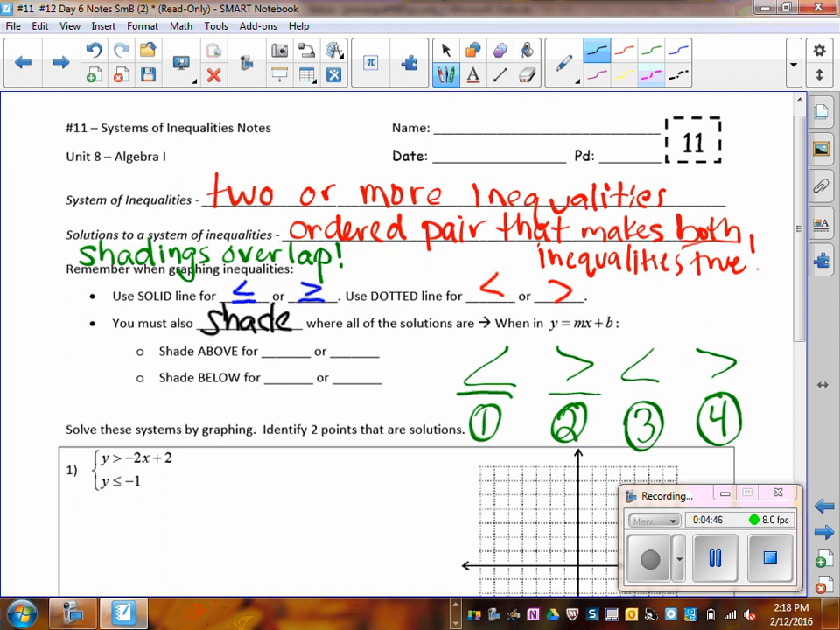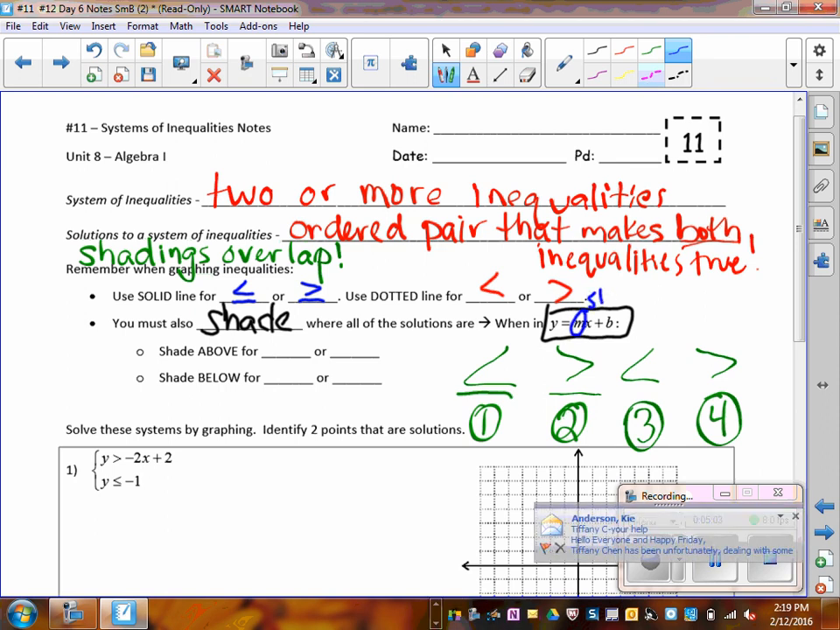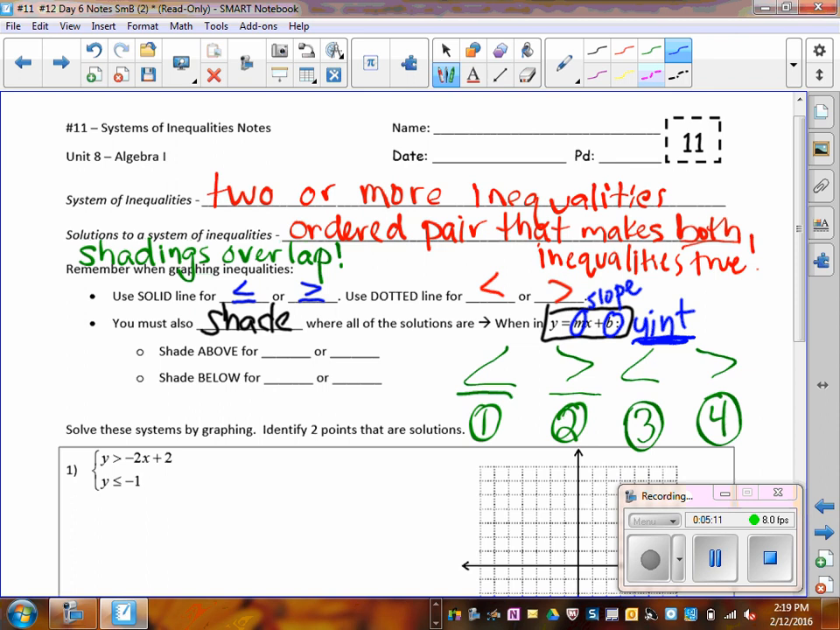So before we can even graph this, we have to get this in the form y equals mx plus b. What's my slope in my y equals mx plus b? What's the slope? M. And what's my y-intercept? B. Remember, we start off by graphing my y-intercept, then use your slope to find your other points. Okay.